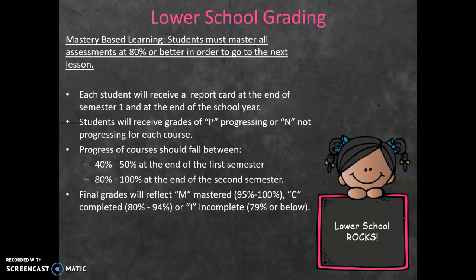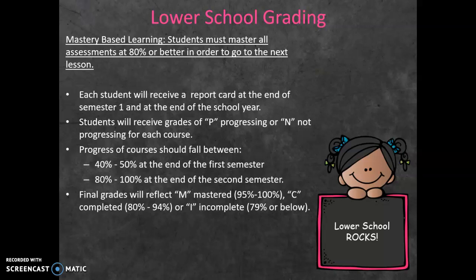Each student is going to receive a report card for semester 1 and at the end of the school year. You should get it around the mid-year mark for your semester. For the mid-year, you will either get a P or an N. A P means you're progressing and on track, and an N means you're not progressing as expected for each course. In order to have a P for that first semester, students should be at 40 to 50% of expected progress, meaning they should have completed 40 to 50% of the curriculum. By the end of the school year, we expect students to have 80 to 100% complete.